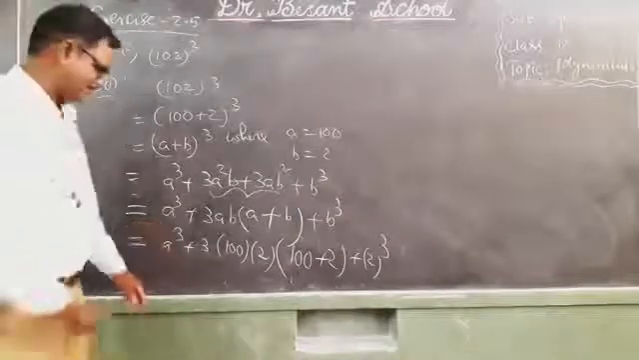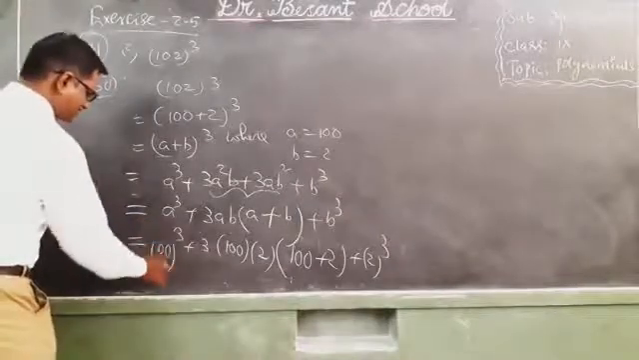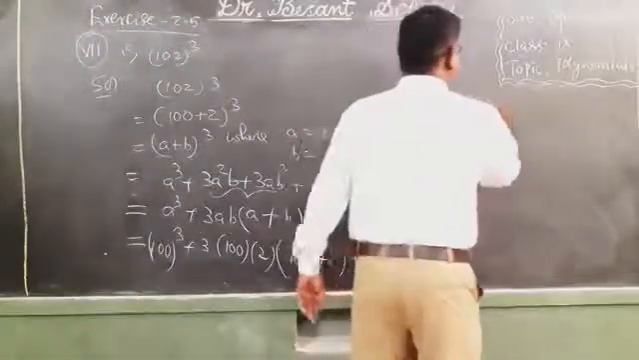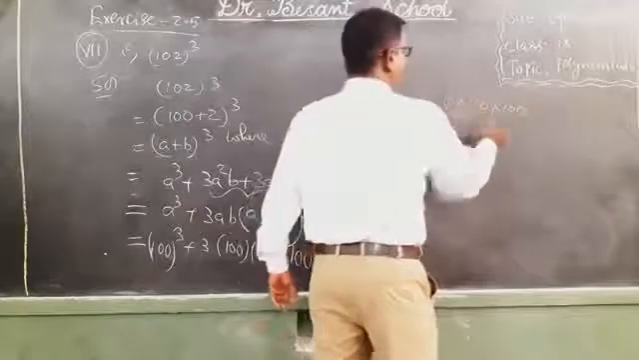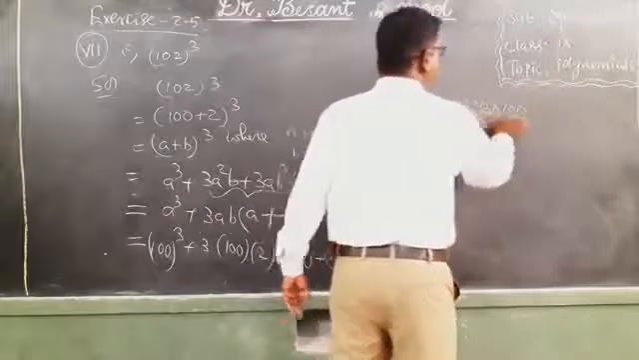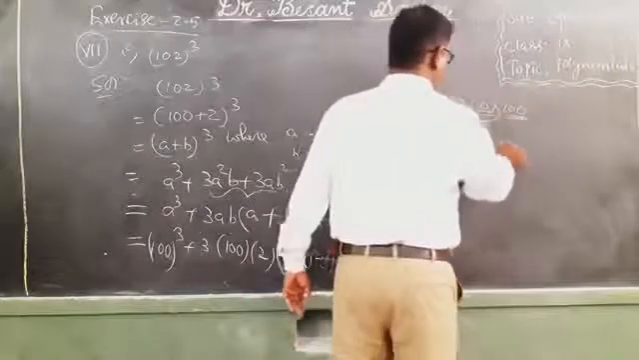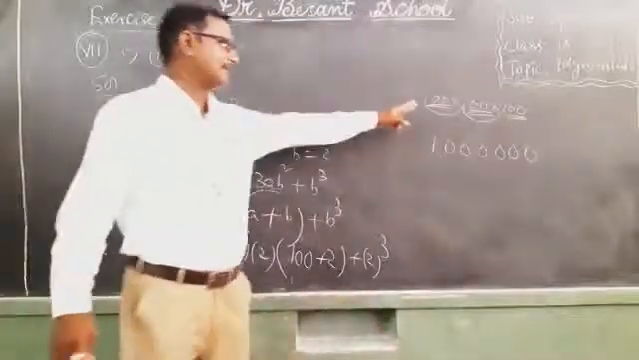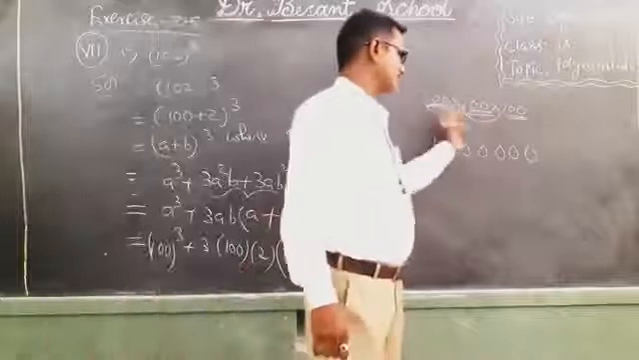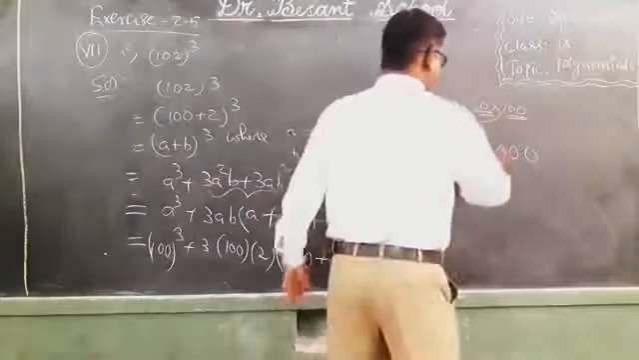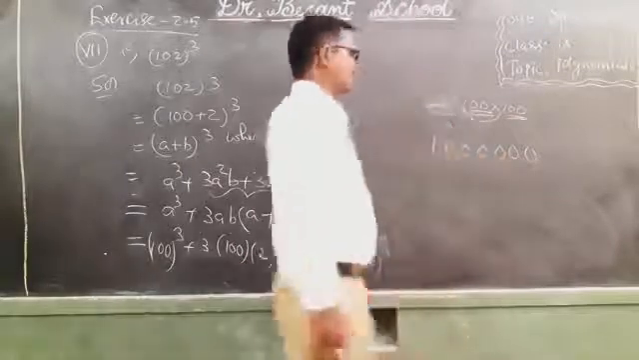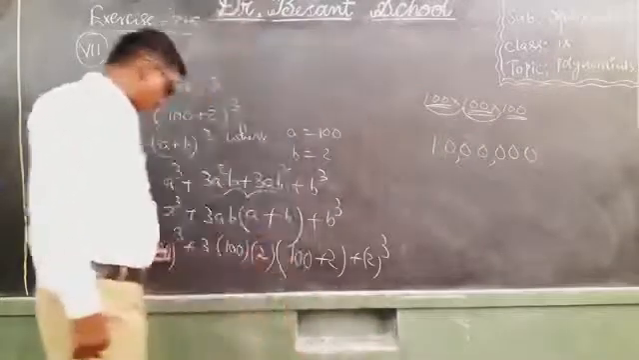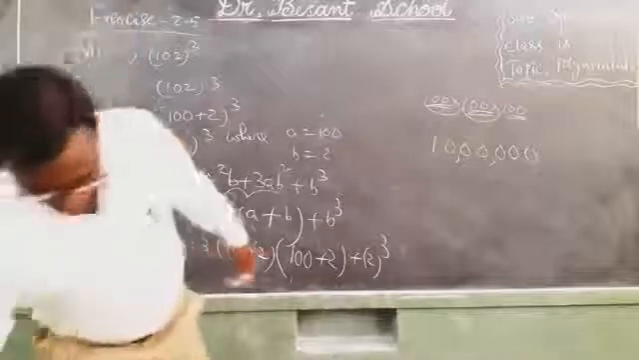Next we have to simplify. a means what? 100. So 100 cube. 100 cube means what? 100 into 100 into 100. So we know 1 into 1 into 1 is 1 only. By multiplying 2 zeros, 2 zeros, 2 zeros, you get 6 zeros. So 10,00,000, once you see units, tens, hundreds, thousands, ten thousands, lakhs, 10 lakhs. So what is the value of 100 whole cube? 10 lakhs. Okay children?